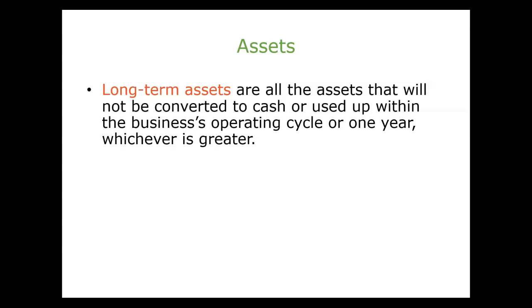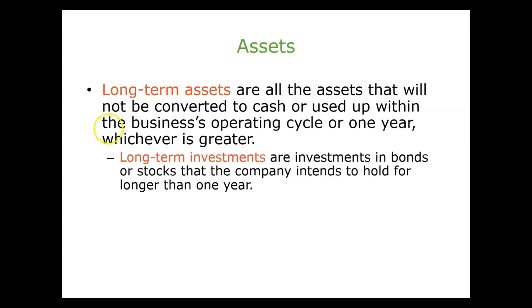Accounts receivable would not be long-term because you're going to expect payment from your customers within 1 year. So current is any asset that will be used up or collected within a year. Long-term assets are any asset that will not be used up or collected within a year. So a long-term investment would be things like bonds or stocks that they intend to hold for longer than a year.